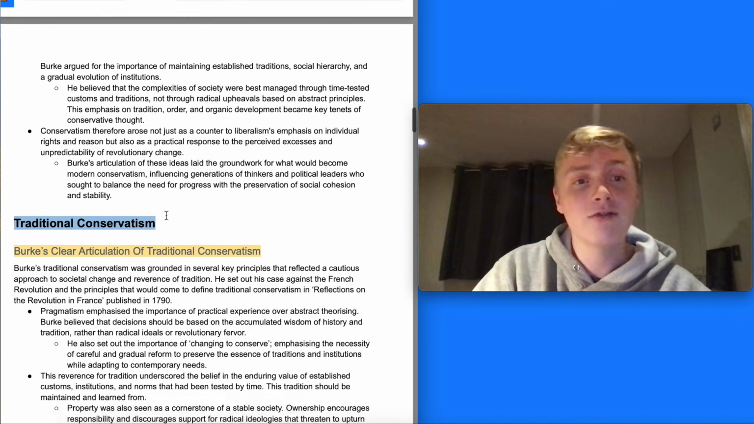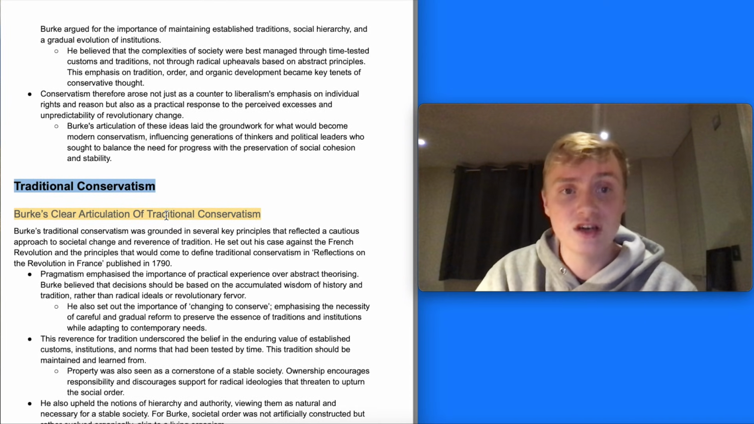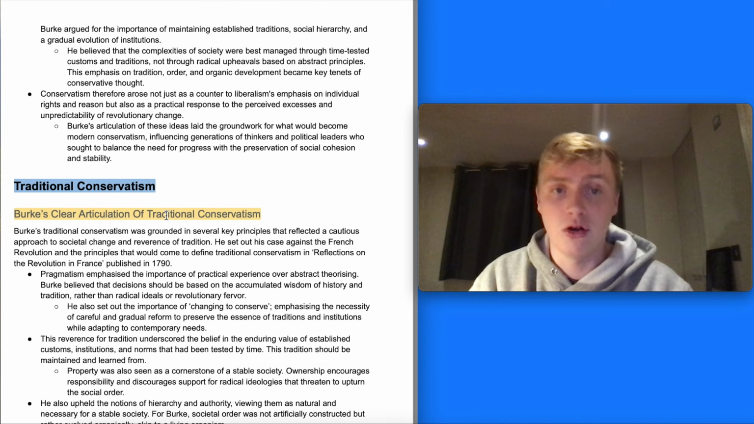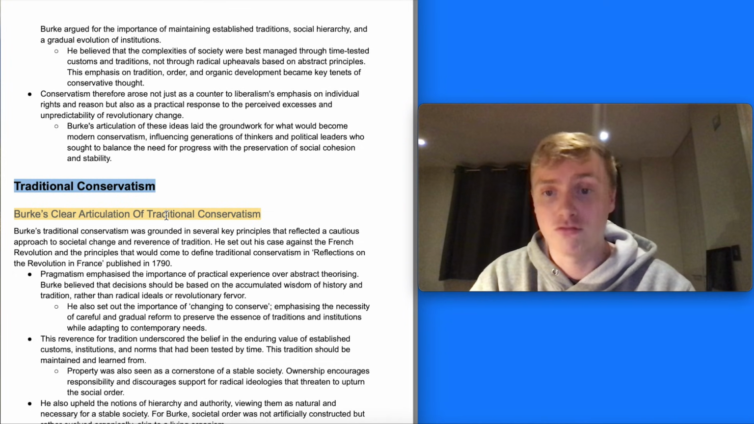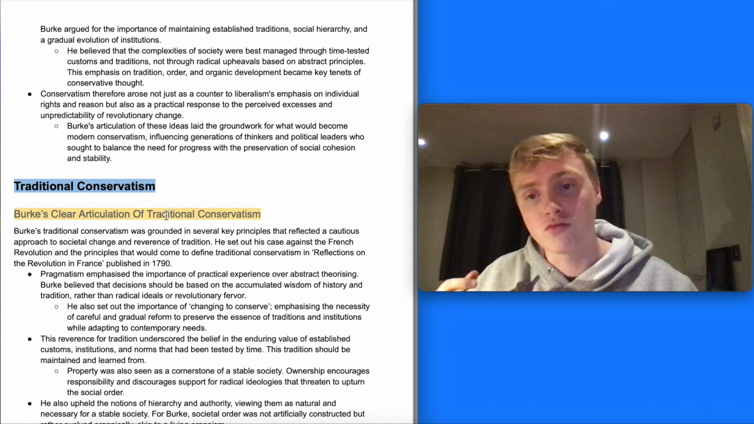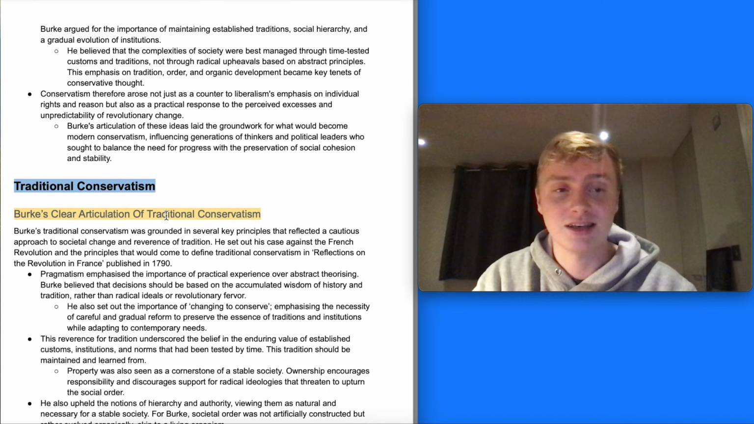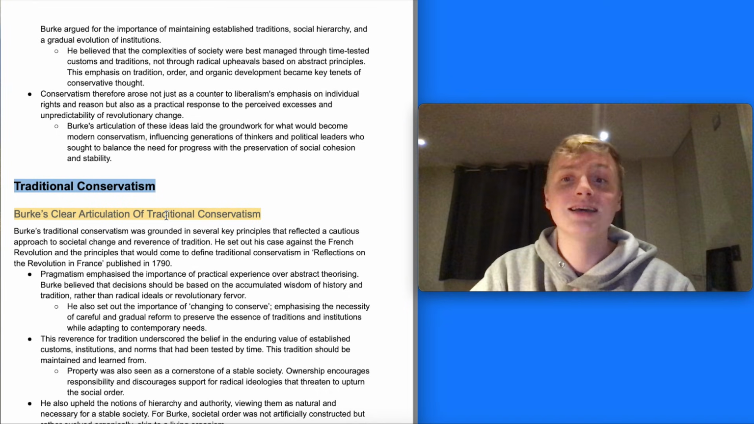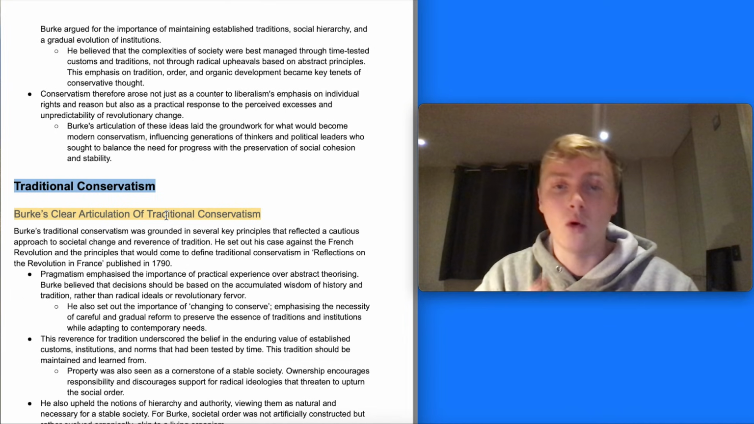So conservatism therefore arose not just as a counter to liberalism's emphasis on individual rights and reason, but also as a practical response to the perceived excesses and unpredictability and challenges of revolutionary change, which is where Burke, and traditional conservatism, really advocates more gradual change as a key principle. And Burke's articulation of these ideas laid the groundwork for what will become conservatism.